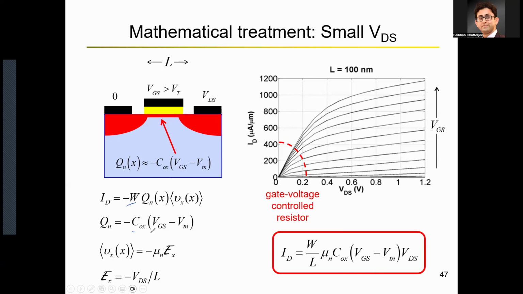How? Of course, you had your W. Instead of Q, you put Cox times Vgs minus Vt. So you have Cox times Vgs minus Vt. You already have your W. Vx represented as minus mu times Ex, and Ex is represented as minus Vds over L. So you have your Vds over L, that is E. Mu multiplied with E will give you Vx. So you have all these terms on the right-hand side.